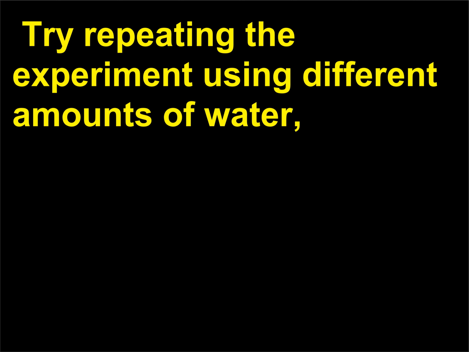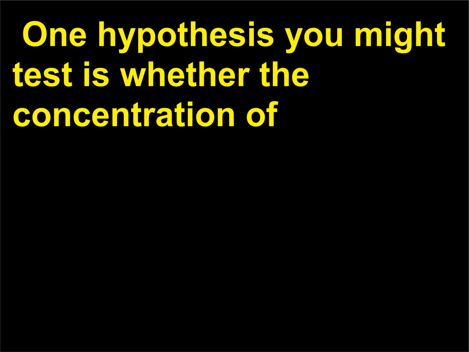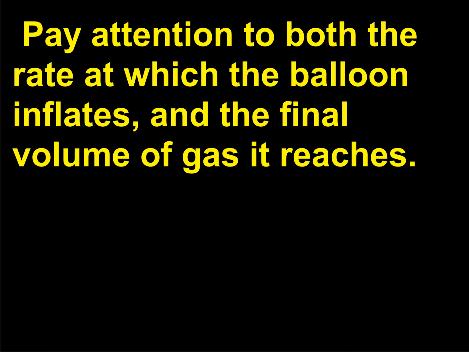Try repeating the experiment using different amounts of water, sugar, and yeast, and observe the rate at which the balloon inflates. One hypothesis you might test is whether the concentration of sugar in the water affects the rate of carbon dioxide production. You might also try varying the amount of yeast you use. Pay attention to both the rate at which the balloon inflates and the final volume of gas it reaches.